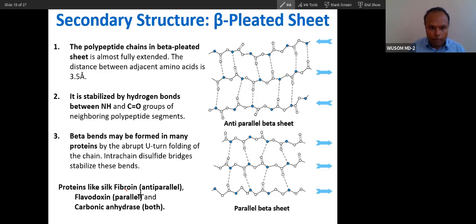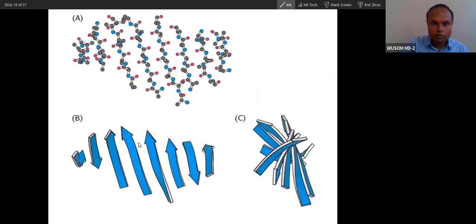You can see examples. Fibroin, the spider fiber, is anti-parallel. The net or web of a spider is basically protein, pure beta sheet. Flavodoxin is parallel, it is impure. And carbonic anhydrase has both parallel and anti-parallel. So these are the examples. And silk, the clothes extracted from the silkworm, that silk is also a beta sheet.